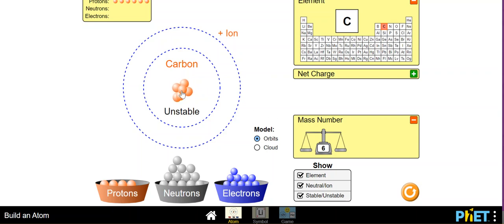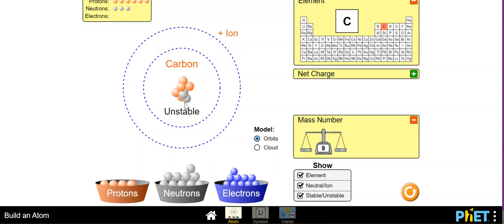Now each proton carries a mass of one. If we have six protons, then we have a mass of six. Now we can see here that six protons in the nucleus on their own like this is pretty unstable. So to counterbalance that, we have neutrons. These neutrons have a mass of one, so as we add the neutrons, the mass here increases.